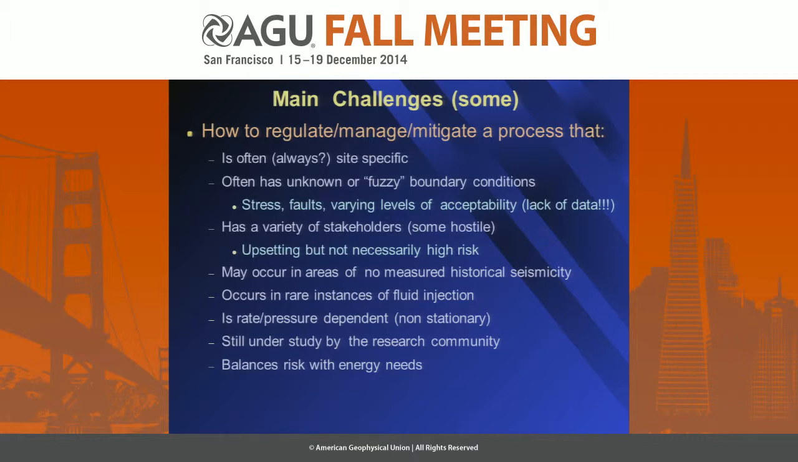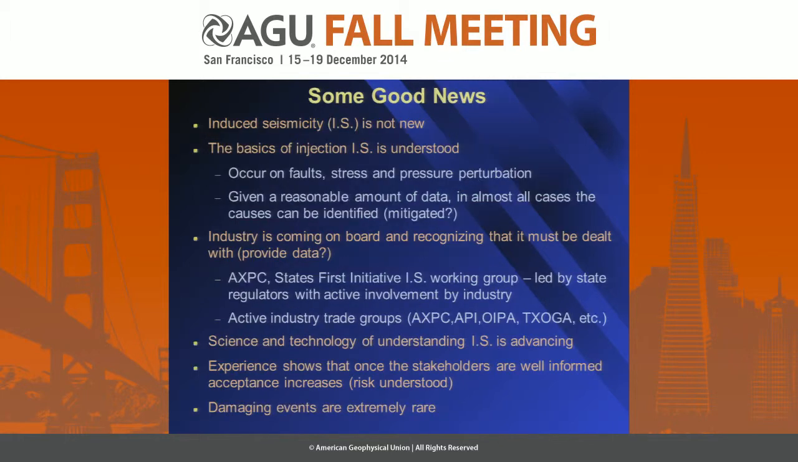Now, when you look at that list, you say, why would anybody even think about doing an injection study in induced seismicity? Well, there's a lot of good news, too. Induced seismicity is not a new phenomenon. It's been with us for 100 years in various types of applications, everything from mining to reservoir impoundment to injections. The Denver earthquakes are a good example. We know the basics. We know that it occurs on faults. It occurs in areas where the stress is oriented in the right direction. There's a pressure perturbation. You're perturbing the natural stress. And so we know about that.